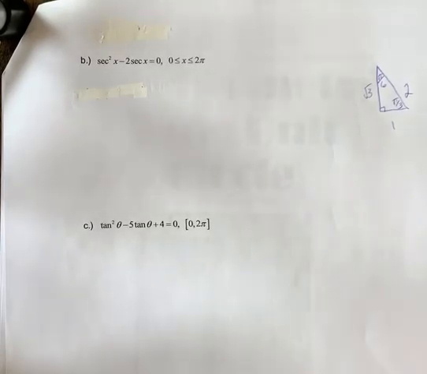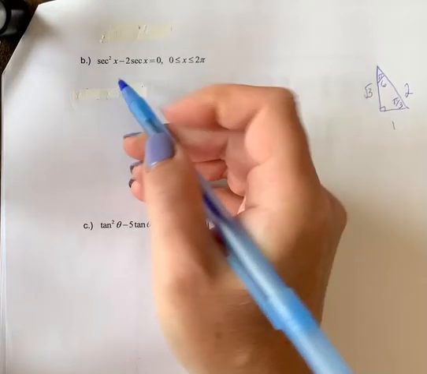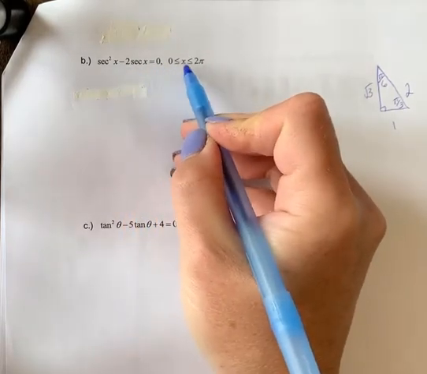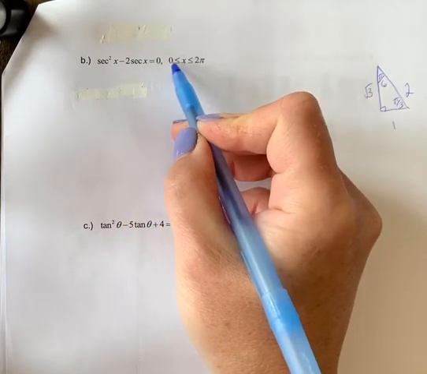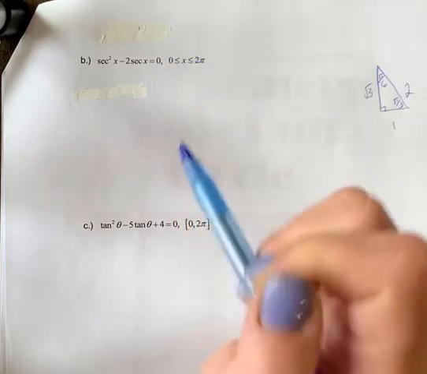Secant squared x minus 2 secant x equals 0. We're going to solve for x. So the variable is x, not theta here, which is also why it's written this way. It's still one revolution, so our solutions, our answers, are going to be between 0 and 2 pi.